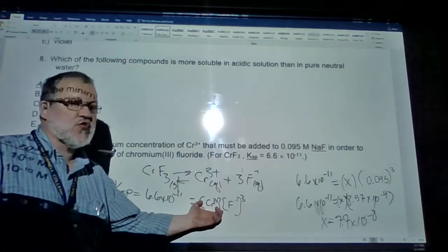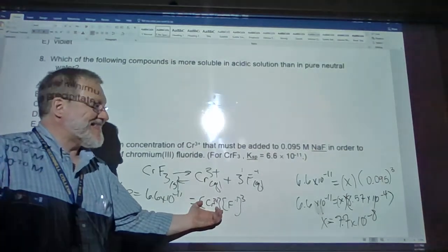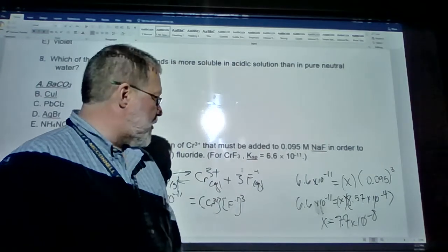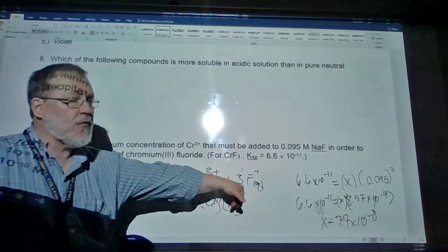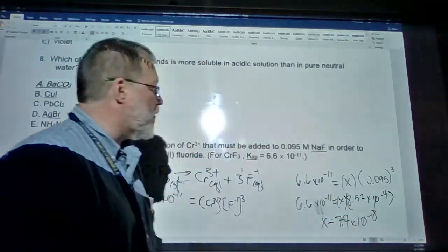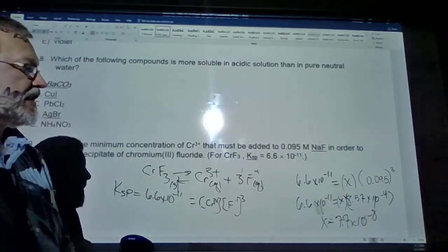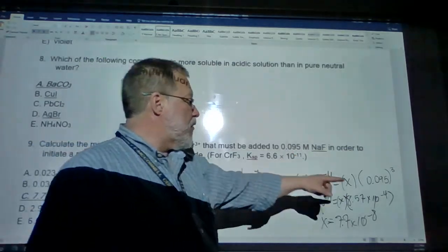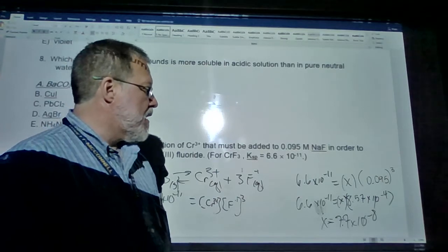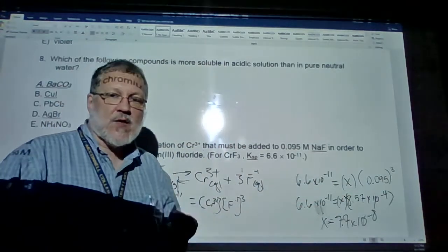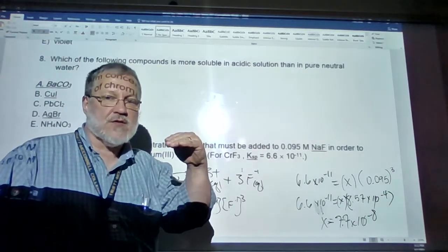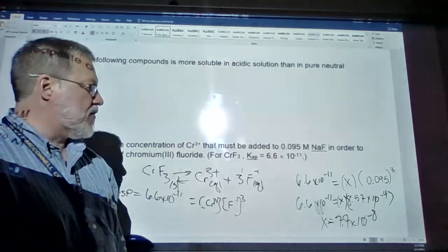We're asked for how much chromium has to be present such that when we multiply it by the concentration of fluoride cubed, for the coefficient in front here, the concentration of fluoride is 0.095. We need to cube that. 0.095 cubed is 8.57 times 10 to the minus 4. X is the amount of chromium that we would have to have such that no more can dissolve into water.